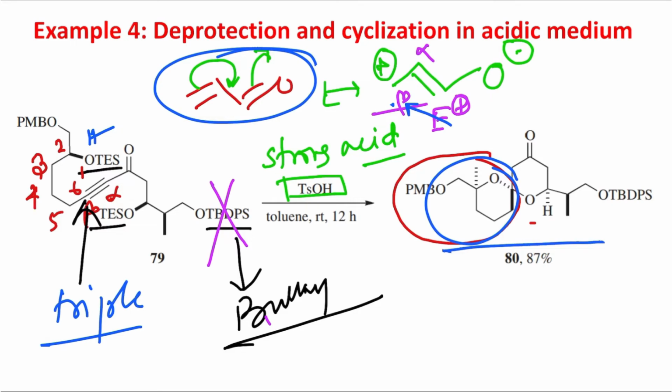And in this case, what is the ring size? Just look again: this is 1, 2, 3, 4, 5, and again this beta carbon is number 6. So the second ring is also 6-membered.